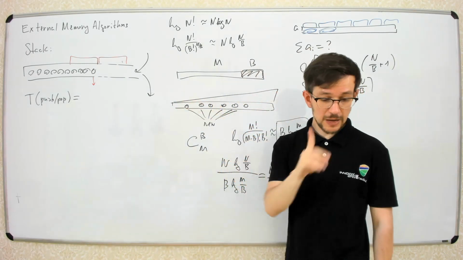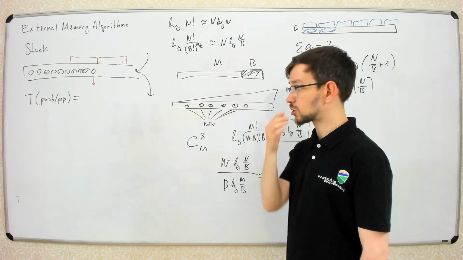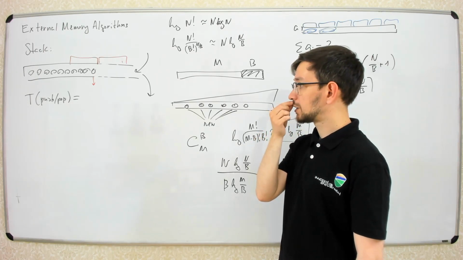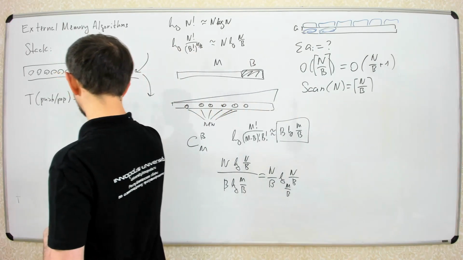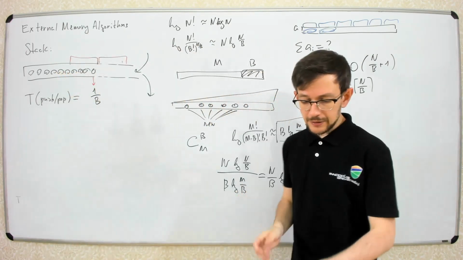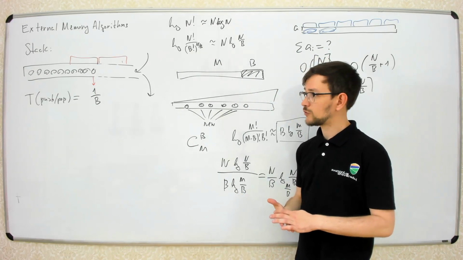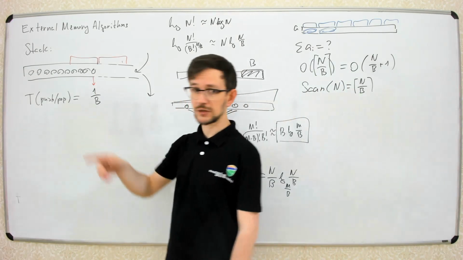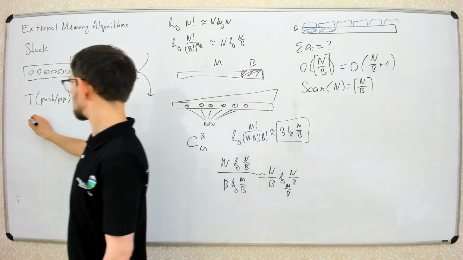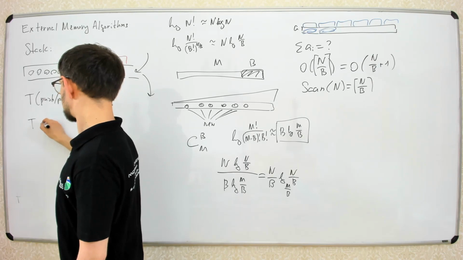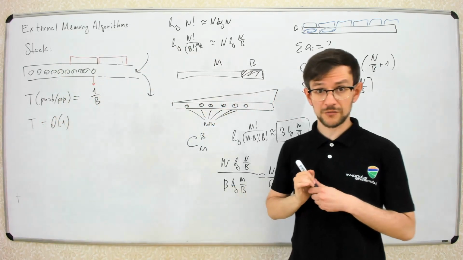So the time complexity will actually be fractional. Time complexity of a single operation will be 1 over B. And it's important that this time complexity is less than 1. If you just say that time complexity is constant, that's not good. If the time is O(1), that's not good enough.